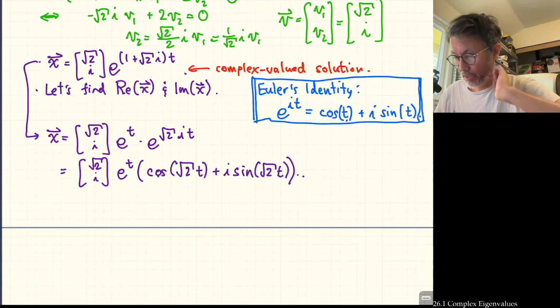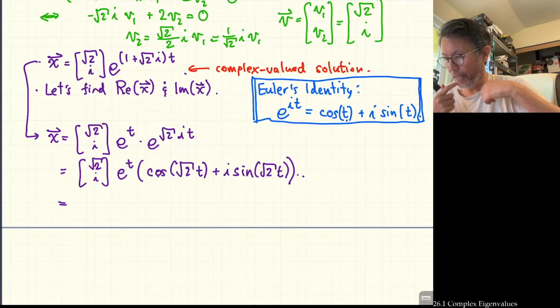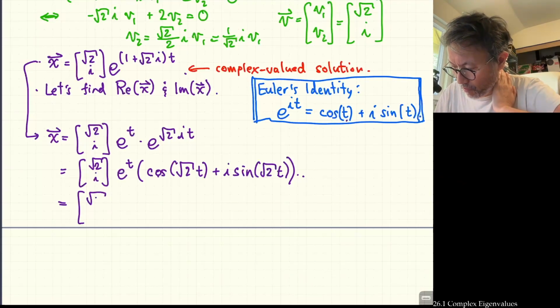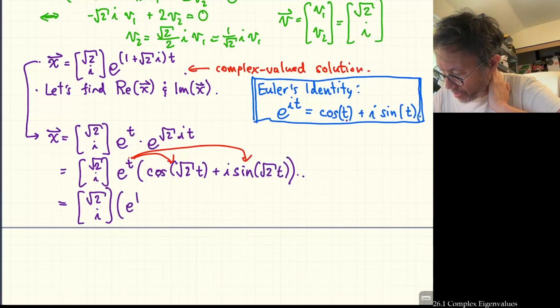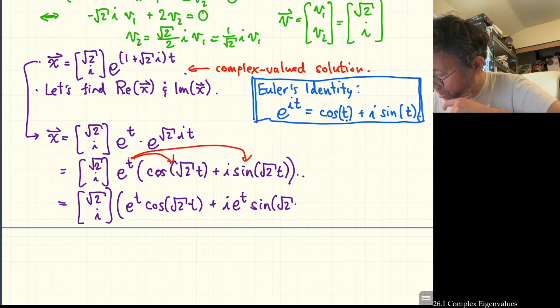Great. Let's keep going. Remember, my goal here is to segregate, make a big term with i involved and another term that doesn't involve i. So I think what I'll do is fold in the e to the t. Just go slowly here. Distribute the e to the t like this. So I get e to the t cosine of square root of 2 times t plus i times e to the t sine of square root of 2 times t.